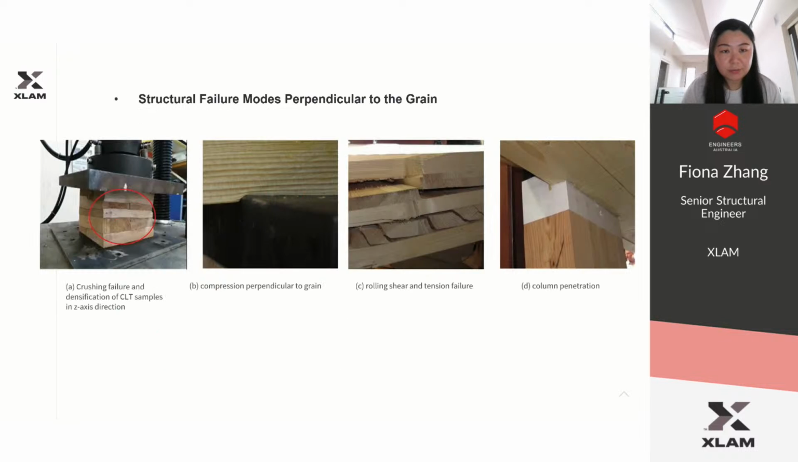And this is a structural failure mode perpendicular to the grain. There's crushing, which I probably just talked about. For the crushing, just be careful when we have the post and plate option. I need to pay attention to the crushing area. And this is rolling shear, which may happen with the same system, and this is column penetration, but it has very little chance of happening.